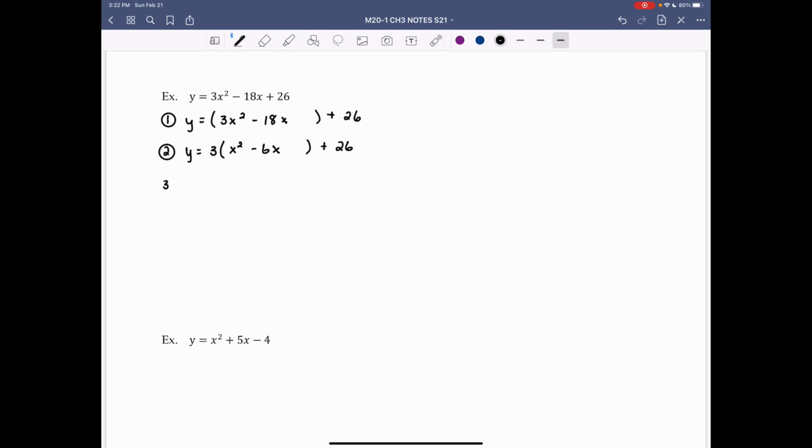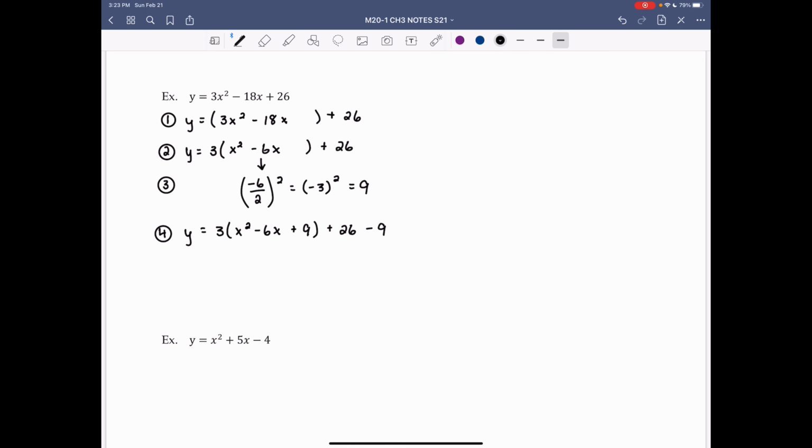Step 3, take the middle term coefficient, divide it by 2, and square it. That's negative 3 squared, which is positive 9. Step 4, add the number from step 3 inside the brackets. Y equals 3 bracket x squared minus 6x plus 9, close bracket, plus 26.